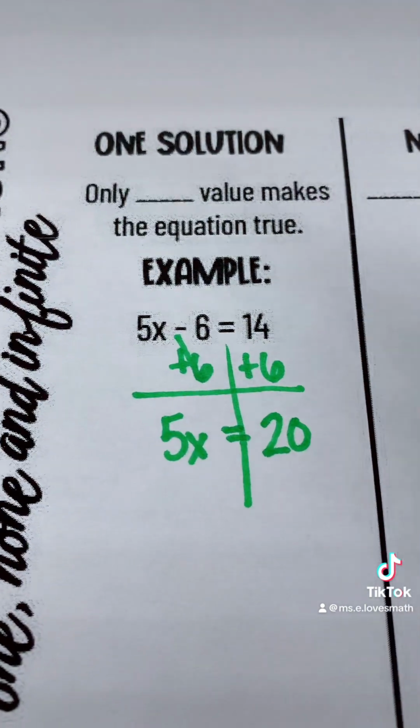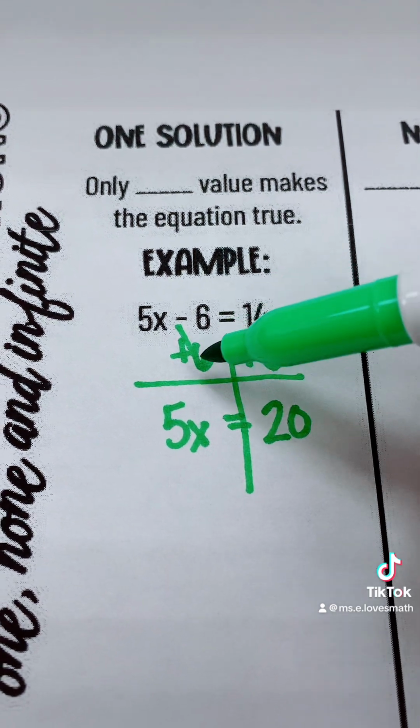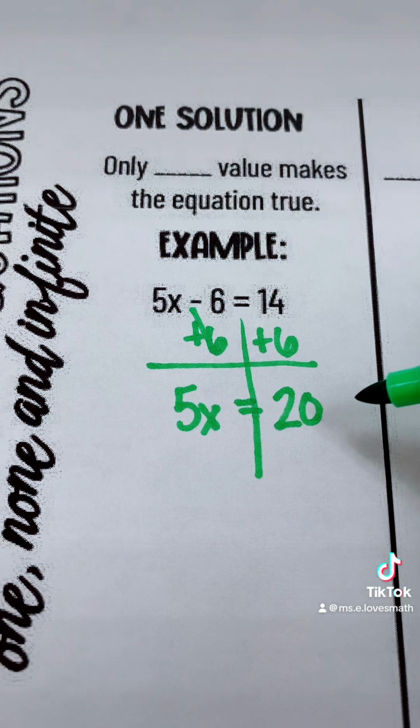Our goal is to isolate our variable, so we need to get rid of the minus 6. To do that, we add 6 to both sides. We're left with 5x equals 20.